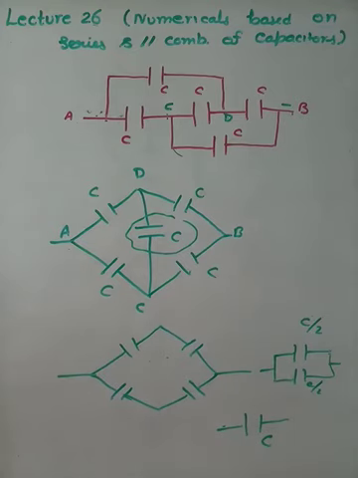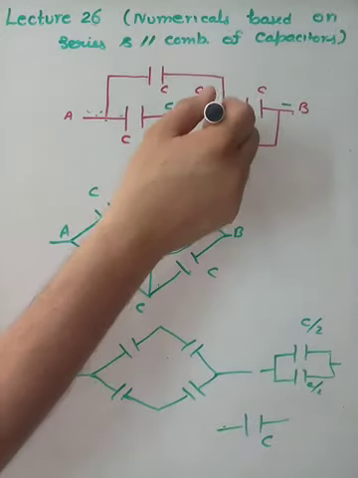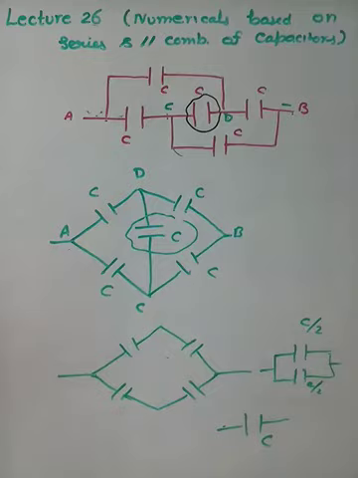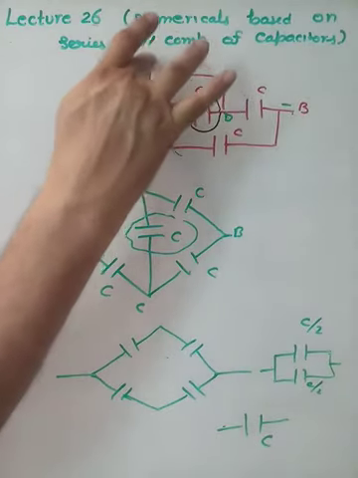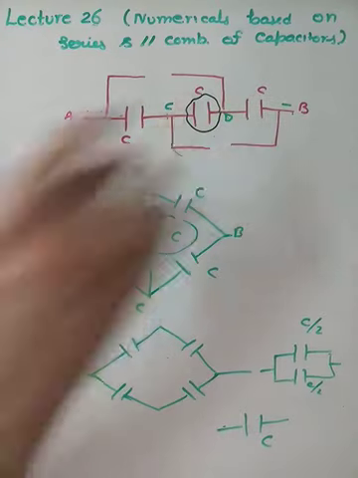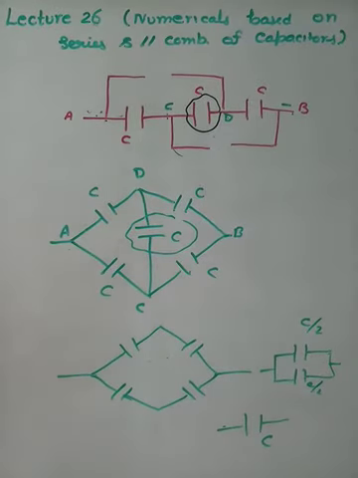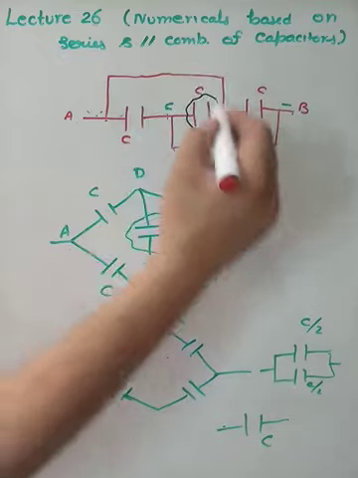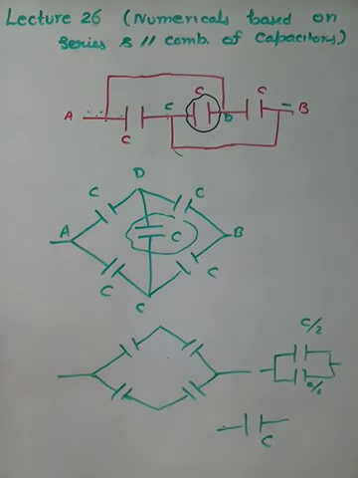Now we come to another question which is again based on this Wheatstone bridge. The answer of this is C. That means we have neglected this capacitor, the fifth one. Now suppose that instead of this capacitor, we have simply connected a wire like this, there is no capacitor there. In that case, how can we handle it?